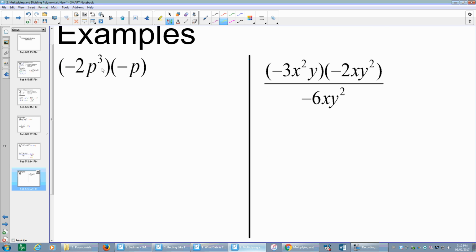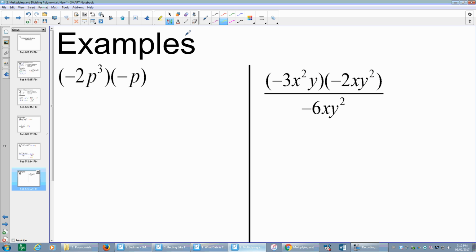Okay, our last two examples that we are going to look at. Again, this is a pretty straightforward one. Please remember, when there's no coefficient, it means the coefficient is 1. So I can take negative 2 times negative 1, which gives me positive 2. P to the exponent 3, and then I have a p, there's no exponent there, so that means 1. So I know I'm going to have a p to what exponent? Well, I add 3 plus 1, which gives me 4.